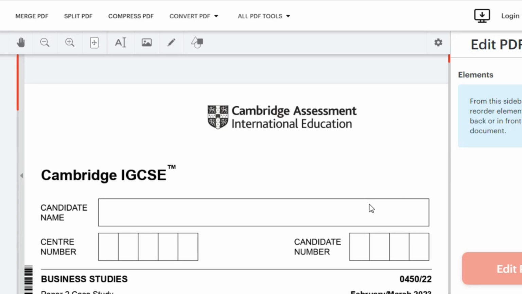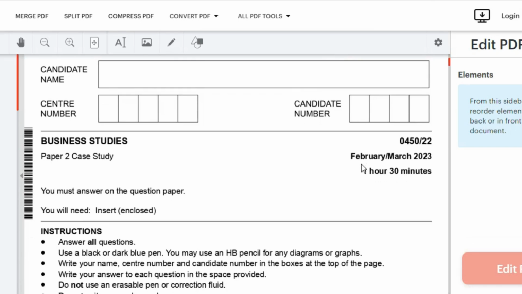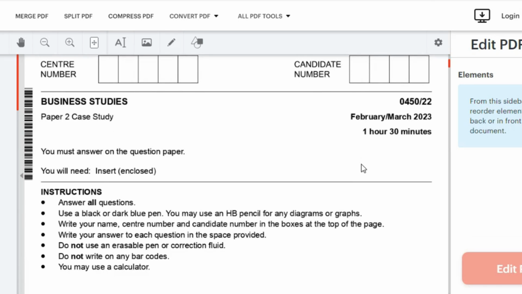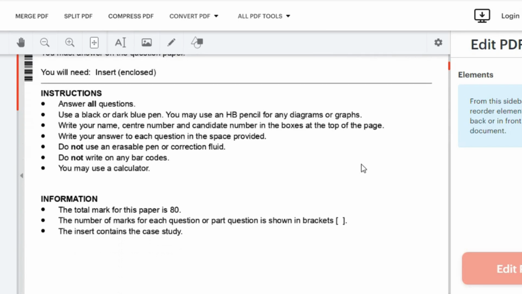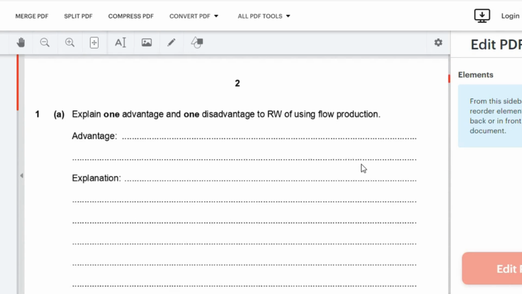Today we'll be treating Cambridge Assessment, their past question for February-March 2023 on Business Studies. We have to answer all questions according to the instruction above here. Now let's move to the question directly.